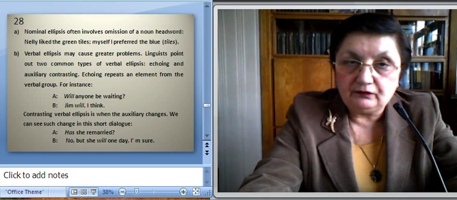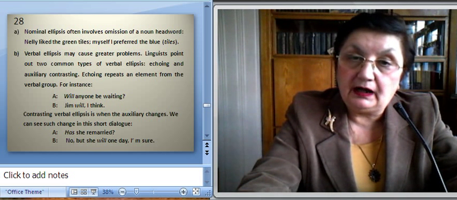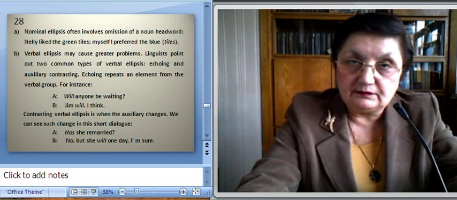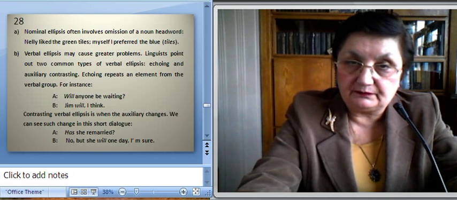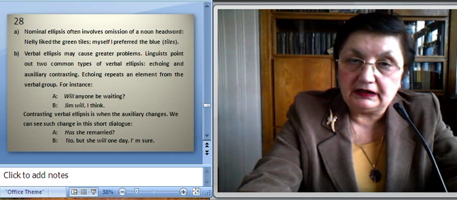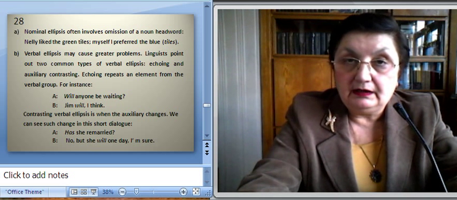Echoing repeats an element from the verbal group. For instance, will anyone be waiting? Jim will, I think. Contrasting verbal ellipsis is when the auxiliary changes. We can see such change in this short dialogue. Has she remarried? No, but she will one day, I'm sure.